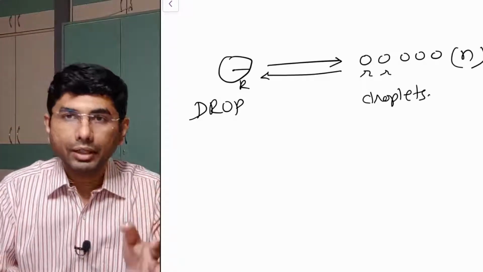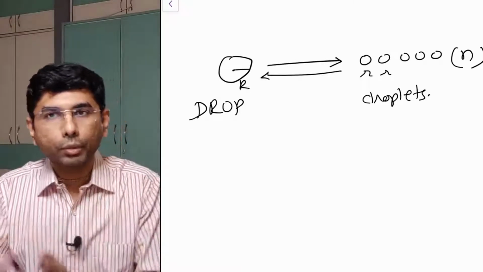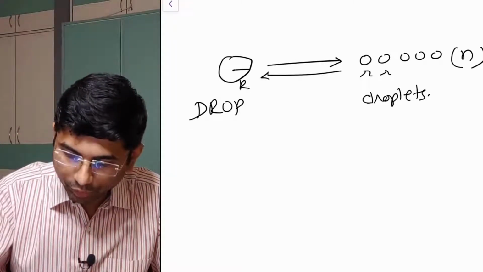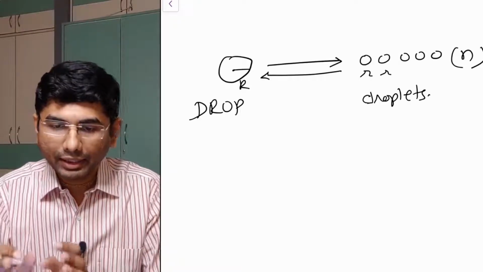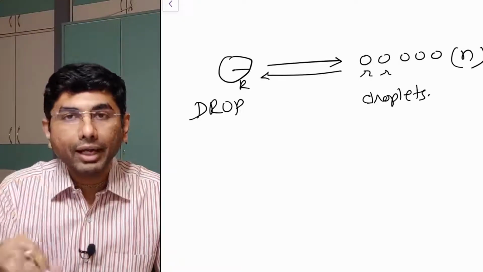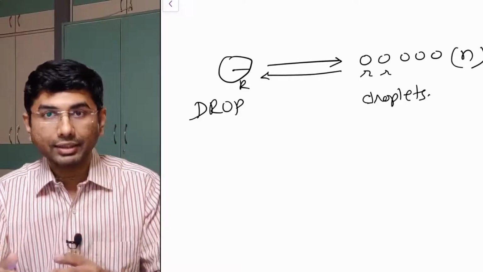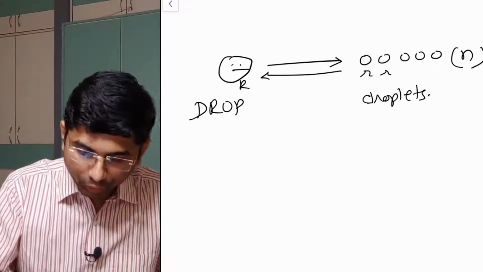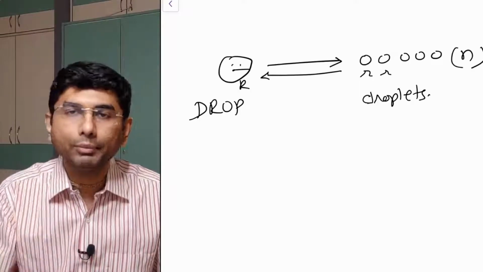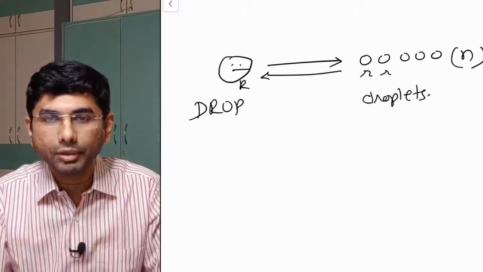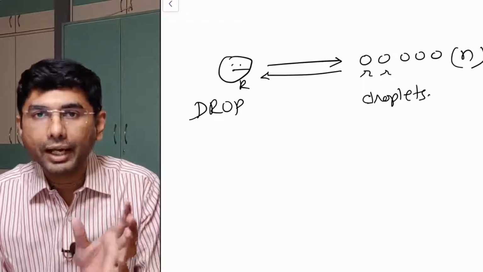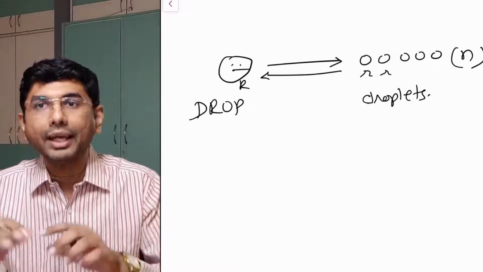Whenever we are converting a drop into droplets, energy is needed. More energy needs to be supplied, and this energy will be absorbed. And why is it being supplied? Because the area is increasing. I have to bring the inside molecules to the surface. There are many inside molecules, and because they are being brought to the surface, some work has to be done. Now this energy will be absorbed and the area will be increased.